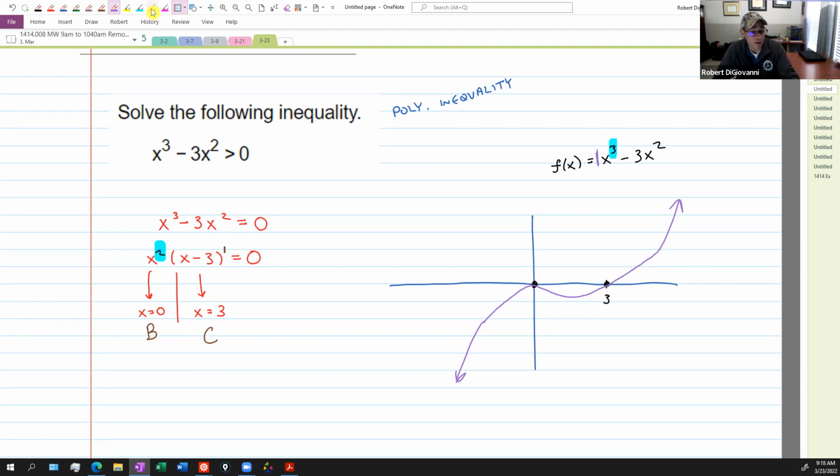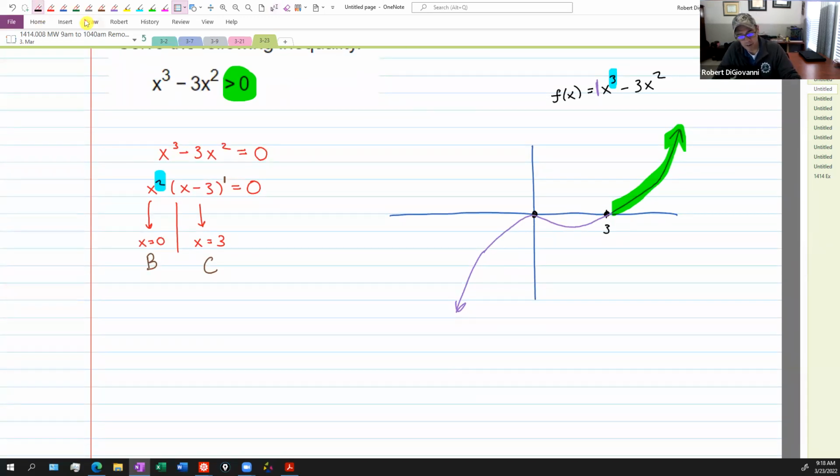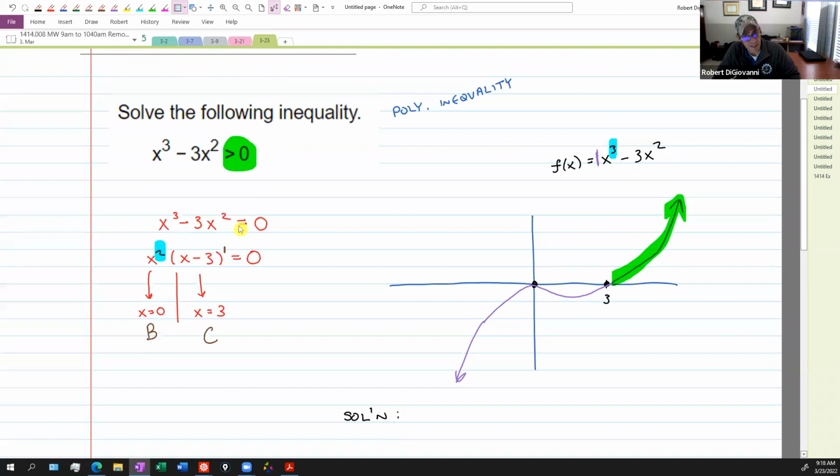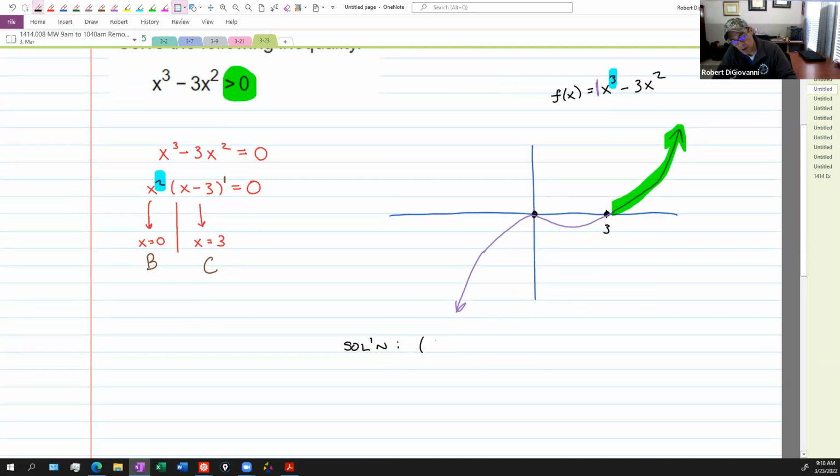And then all we want to know is, when is this thing bigger than 0? Which means we want to know when the graph is above the x-axis, which is just over here, right? Everywhere else it's below or touching the x-axis. So my solution here, do I want to include 3? If I plug 3 in, what does it give me? Gives me 0, right? Do I want 0? I want strictly greater than 0, right? So I don't want 3. I just want everything to the right of 3. 3 to infinity.